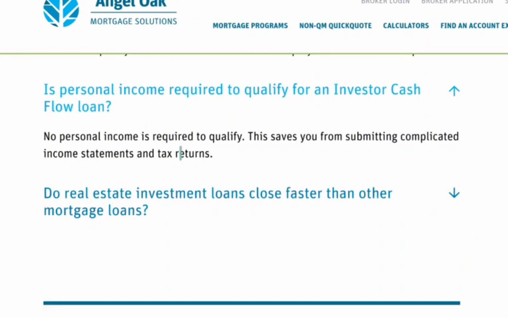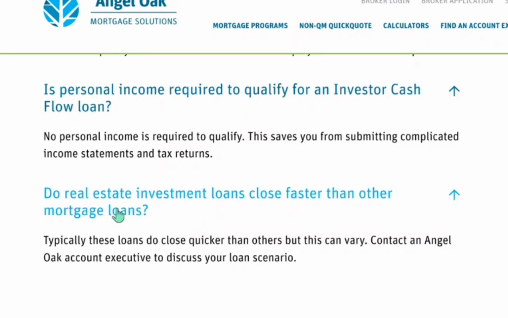Now, some people like to ask if personal income is required to qualify for an investor cash flow loan. And no, personal income is not used to qualify, because it has to be a business purpose loan in order to do this specific loan. This saves you from having to collect tax returns, W-2s, pay stubs, anything you would normally collect.